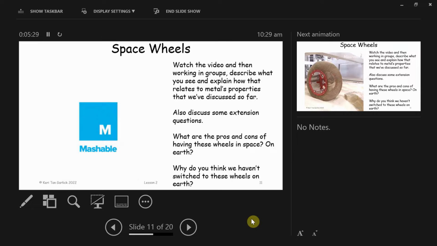So what are the pros to having this sort of wheel? You don't have to pump them with air, because we have to deal with space. Yeah, you don't have to worry about punctures. I punctured my tire over the summer, and I had to change it, and we can't afford to do that when we're in space. Also, it's so expensive to send things into space that we don't send spare tires. Are there any cons to this?